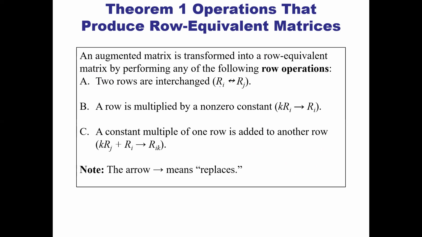So we switch row I with row J. That's one option. A row can be multiplied by a non-zero constant, so we can take 2 times row I, and that becomes our new row I. And we can take a constant multiple of one row and add it to another row. So we can take k times row j plus row I, and that's going to be our new row I. Now the arrow basically means replace, and this other one means we're interchanging, going back and forth. So those are some of the operations we can do on the matrices.